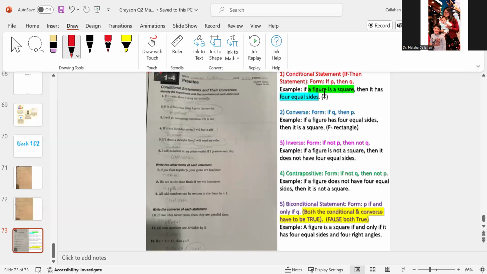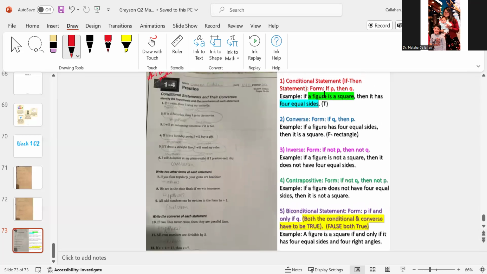Convert. Read it. If Q, then P. You don't even read the example. Keep going. Inverse. If not P, then not Q.